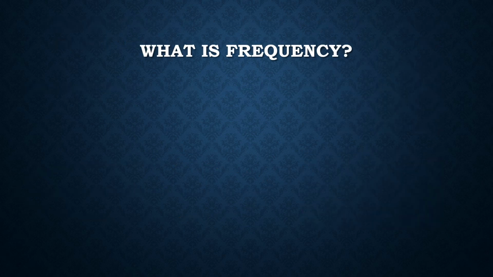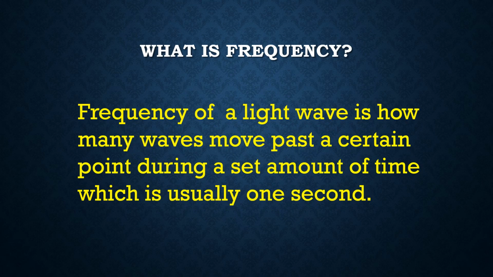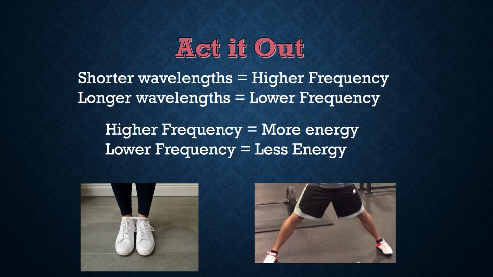So what is frequency? Frequency of a light wave is how many waves move past a certain point during a set amount of time, which is usually 1 second. To remember that, we're going to act it out. So shorter wavelengths equal higher frequency. Longer wavelengths equal lower frequency. Higher frequency, more energy. Lower frequency, less energy. So here's what we're going to do.